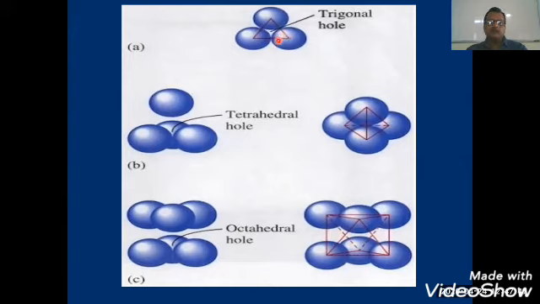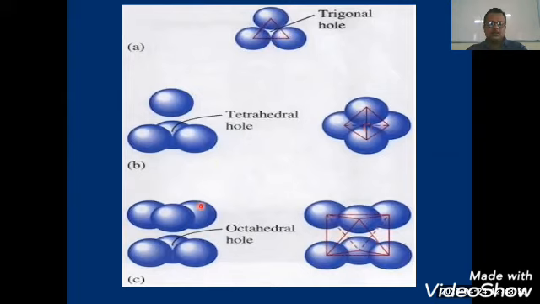So similar to trigonal hole, we have tetrahedral hole. In tetrahedral, there are 4 atoms, 1, 2, 3, 4, occupying the 4 vertices of a regular tetrahedron. Out of these, three vertices, 1, 2, 3, are in the same plane like a trigonal. They are at the three corners of an equilateral triangle, and one unit will be above the hole of these three. So in between these four units, there will be a vacant region, and that is called your tetrahedral hole.